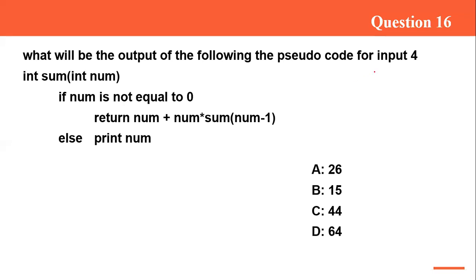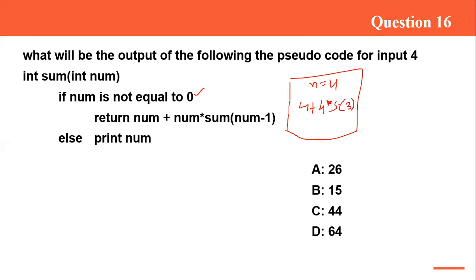First thing, we are checking the input, which is 4. We have a function whose name is sum, in which 4 is the number passed. The num value, or n value, is 4 initially. In this block, we are checking the condition: 4 is not equal to 0. Is it true? Yes. As it is true, we return num plus, that means return 4 plus 4 into sum of 4 minus 1. I am calling another function with sum of 4 minus 1, which means sum of 3.